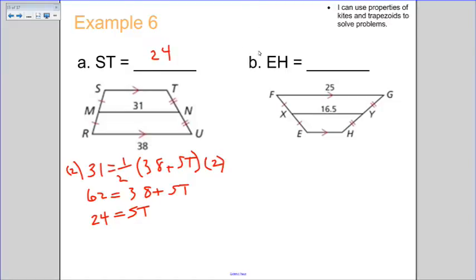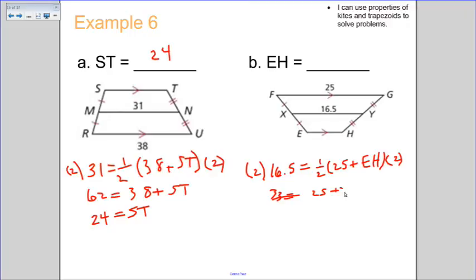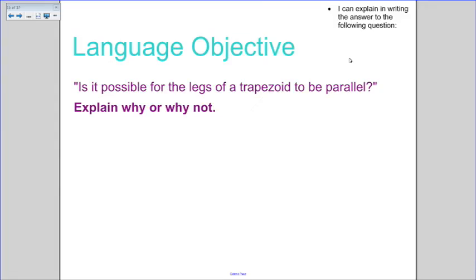Okay, you guys do B on your own. I'll do it up here so you have it when you finish. Okay? And you should have ended up with EH equals 8. Okay? That brings us to our language objective. Is it possible for the legs of a trapezoid to be parallel? Explain why or why not.